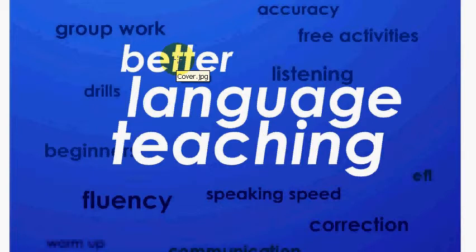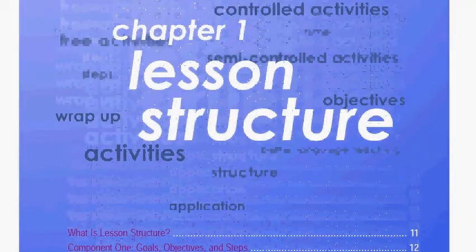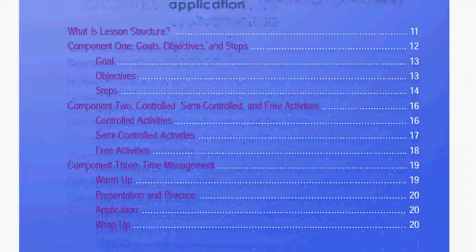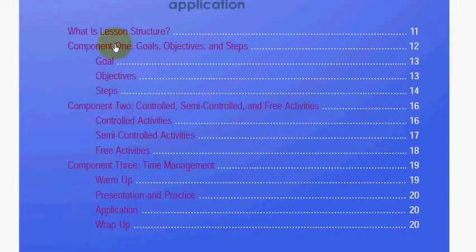And Chris has broken this into two parts. The first part is about methodology, and the second part has a list of activities. The first part is broken into chapters. The first chapter is on lesson structure, basically the different parts of a lesson, and what's important when you think about laying out a lesson: thinking about your goals and objectives and the steps that you want to accomplish in that particular lesson, the different types of activities, and the different parts of a lesson as it pertains to time management.